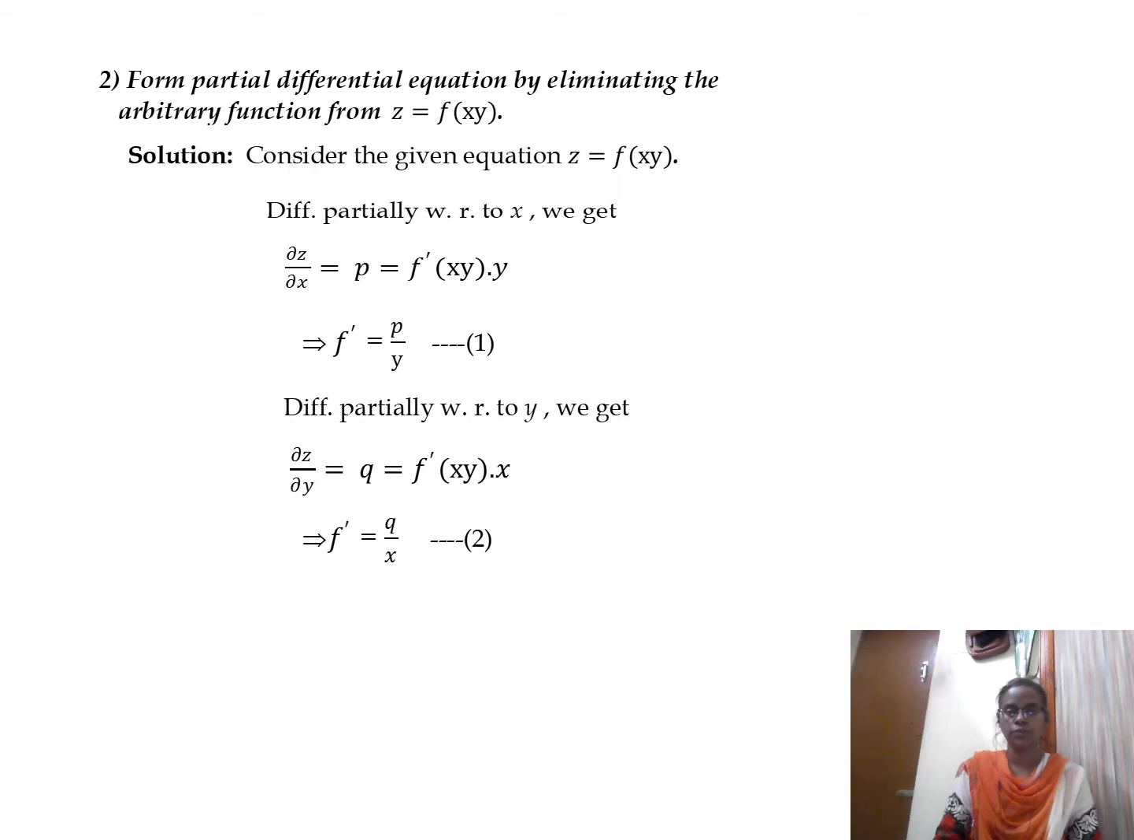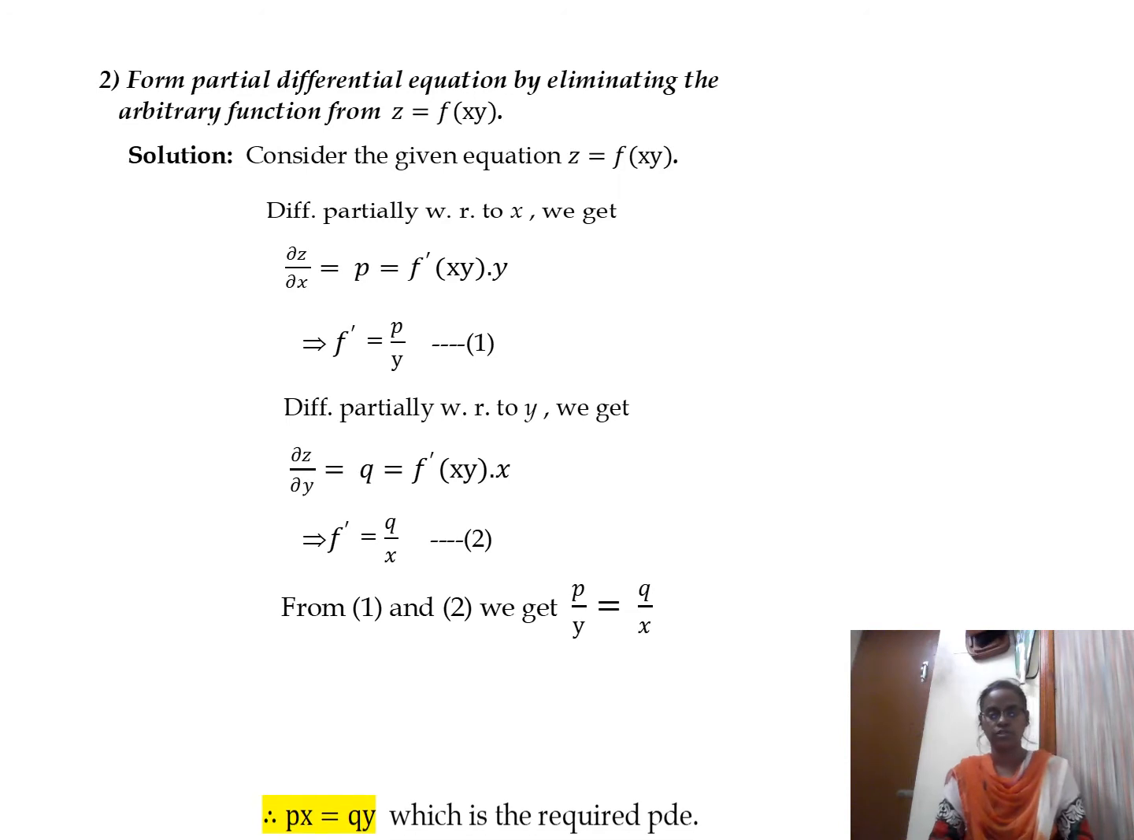Now look at these two equations 1 and 2. Both give the value for f dash. So we can equate them. P by y is going to be q by x. Now when we look at this equation, all the functions have got removed. Of course, we have only one function in this problem. So the function has got removed and partial derivatives has come in. So it is a partial differential equation.